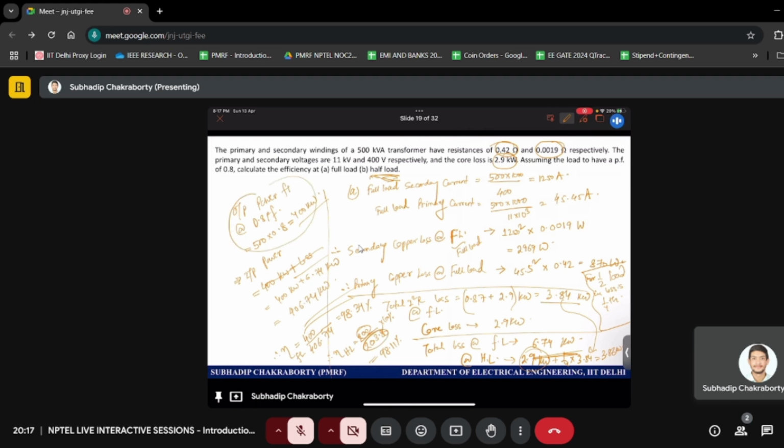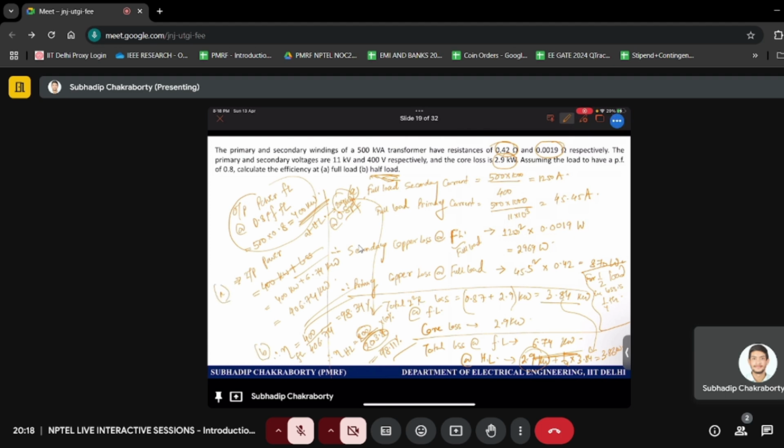So output power at full load, this is 400. So at half load, it will be 200 kilowatts, right? At the same 0.8 power factor. So this 200 kilowatts added with the loss, which is 203.86, you divide, and you get the half load efficiency as 98.11%. So these are the two answers of parts A and B.